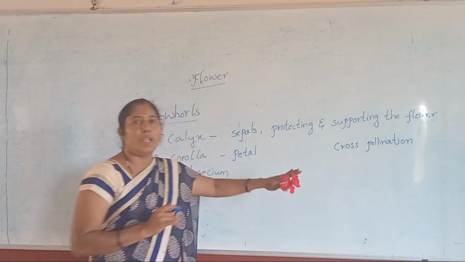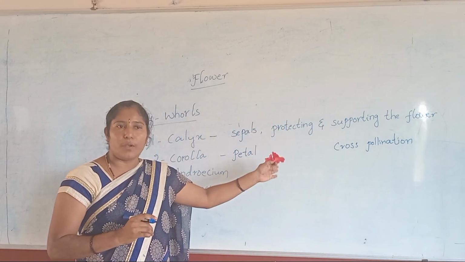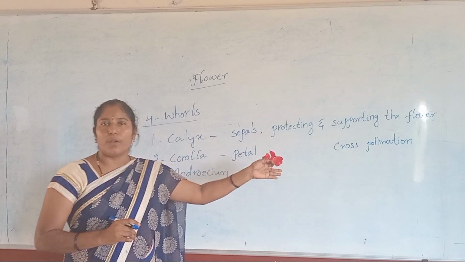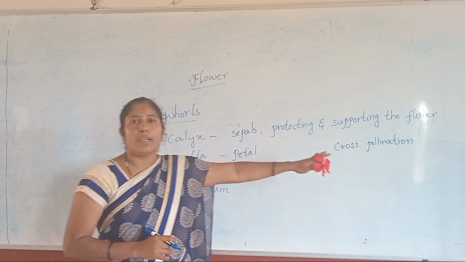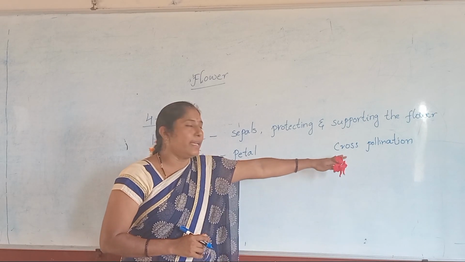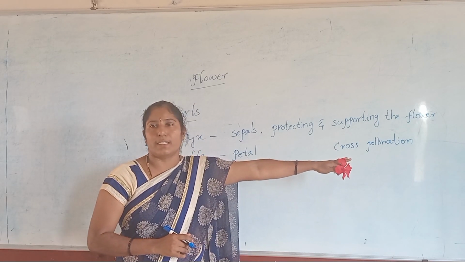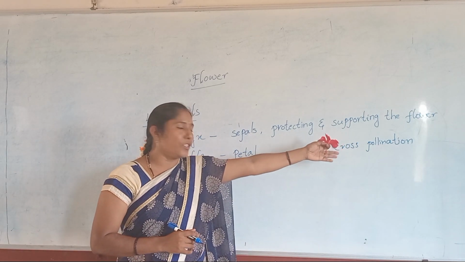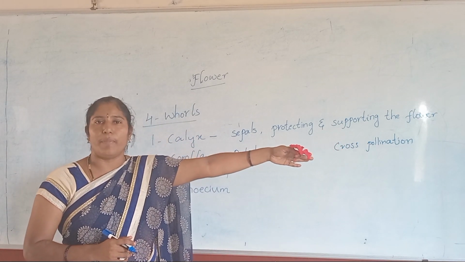Reaching of pollen from one flower to another flower is called cross pollination. It is possible not only by insects; in some other situations also cross pollination will happen.